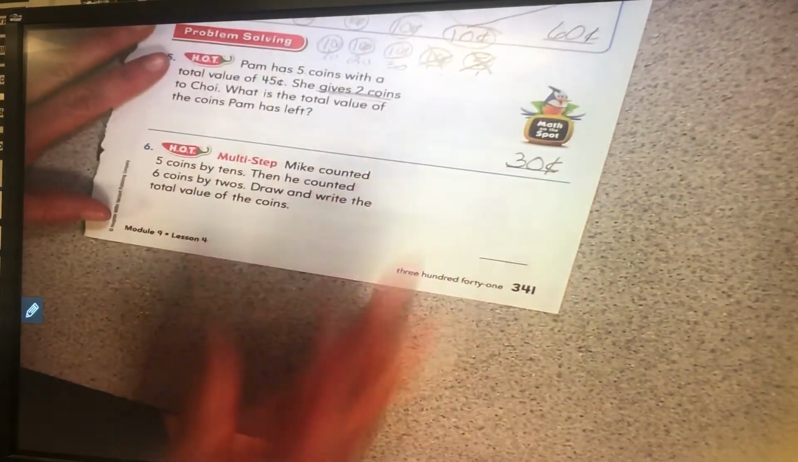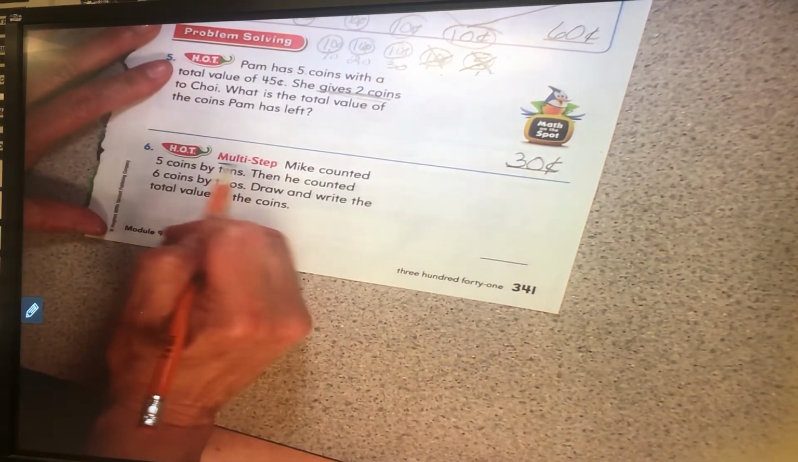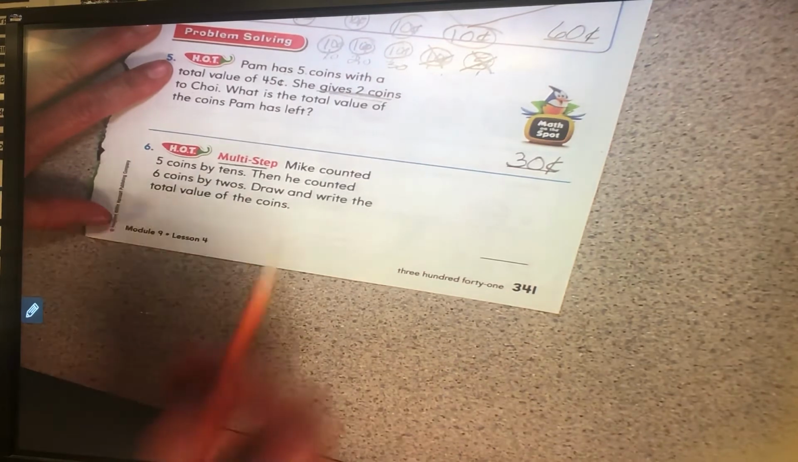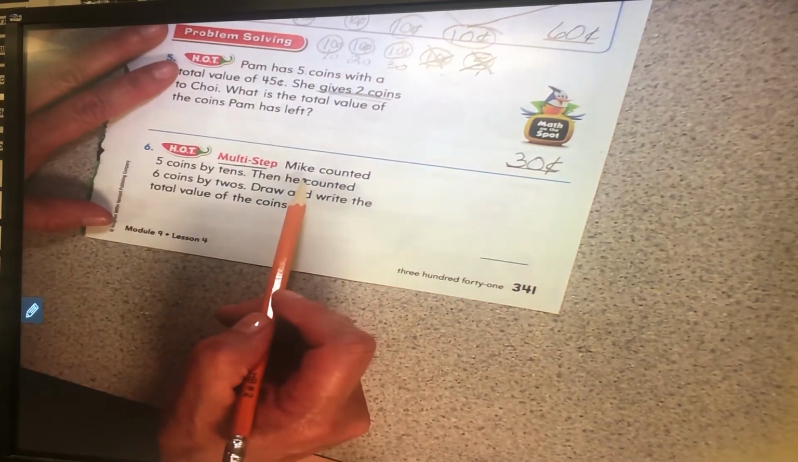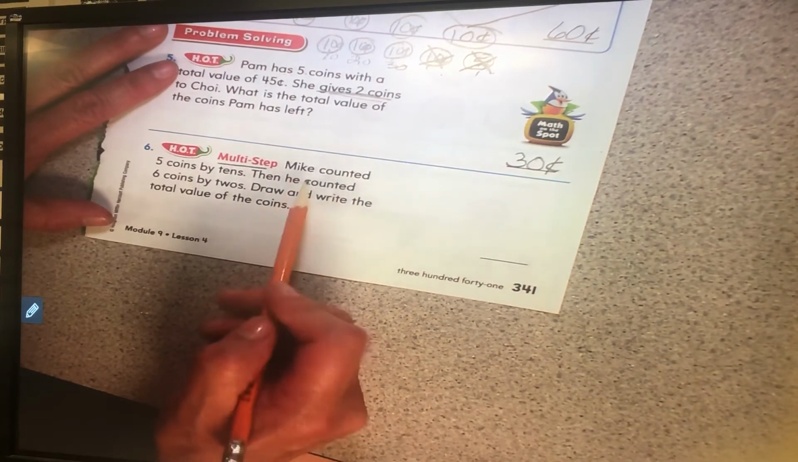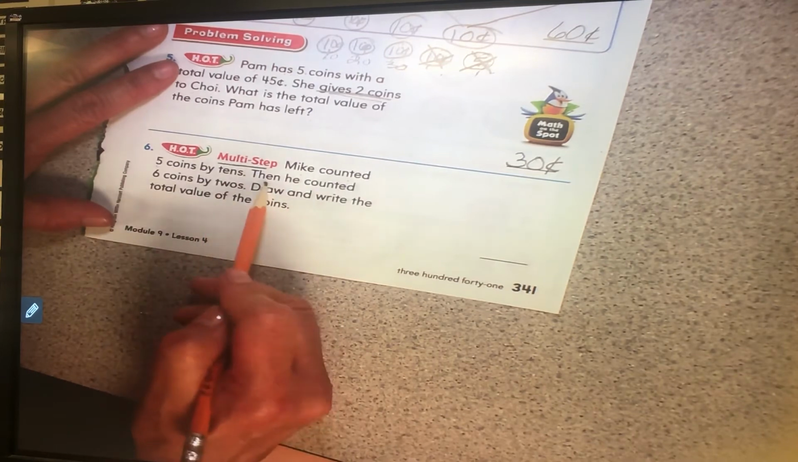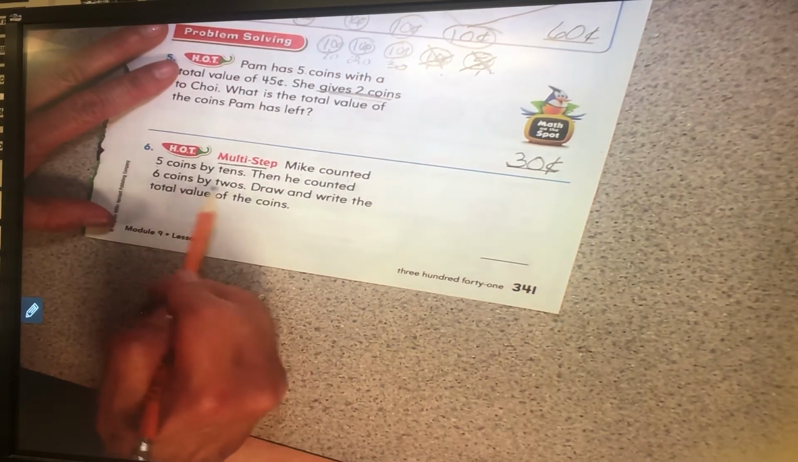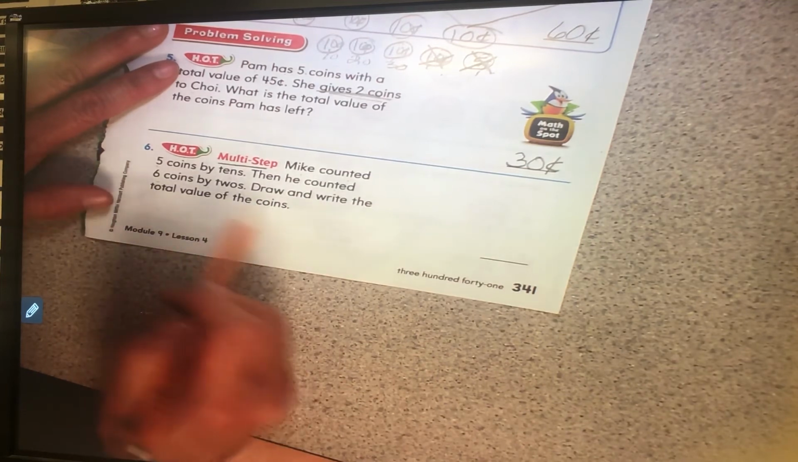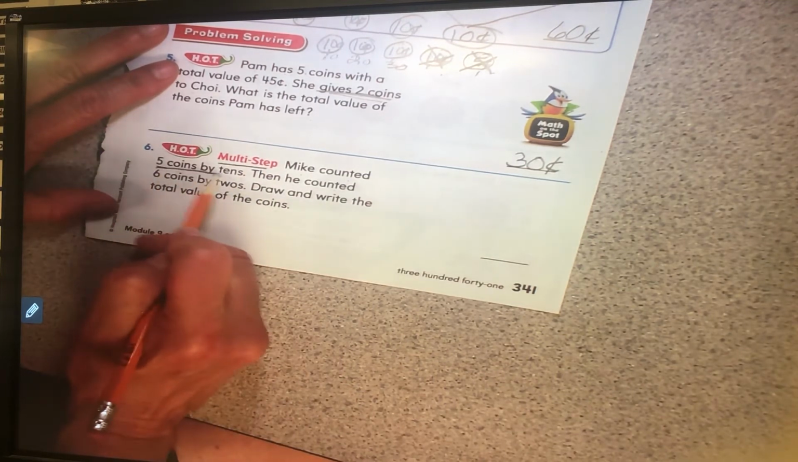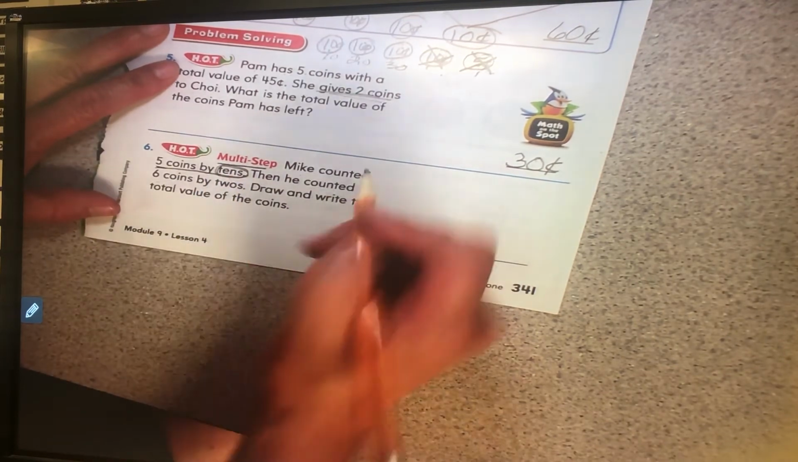All right. Number 6. What does it say? Multi-step. That means more than one step to find the answer. Mike counted 5 coins by tens. Then he counted 6 coins by twos. Draw and write the total value of the coins. So we had 5 of them by what? Tens. If it's tens, it's going to be a what? A dime. So let's make 5 dimes.